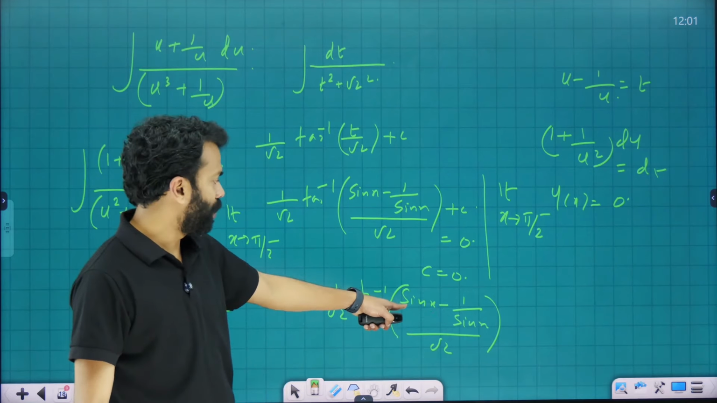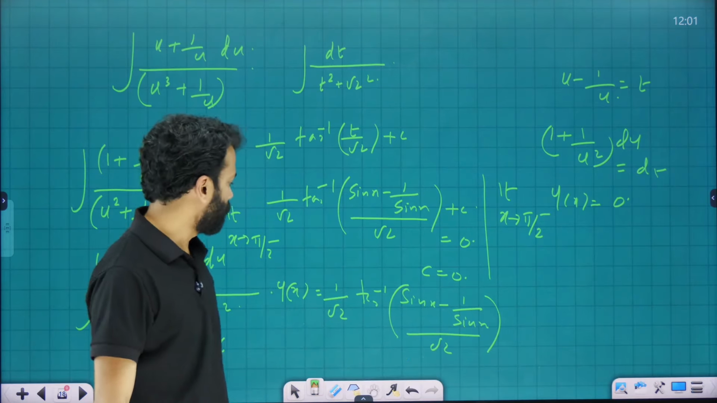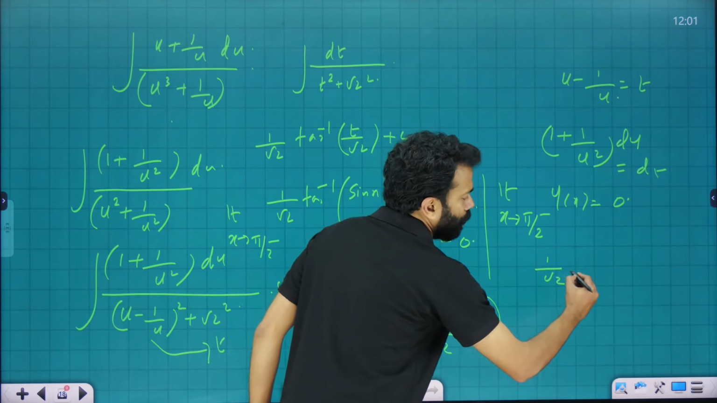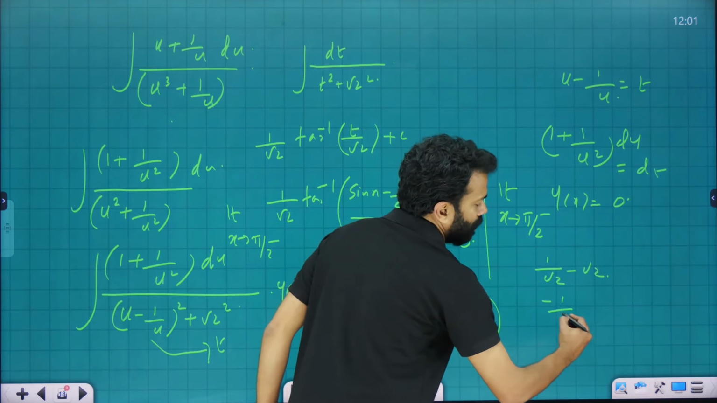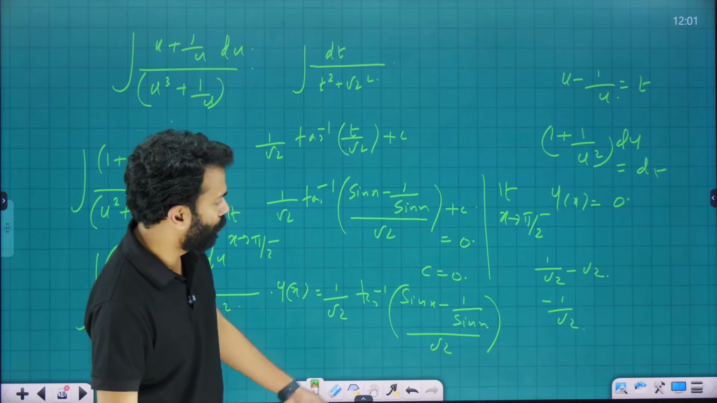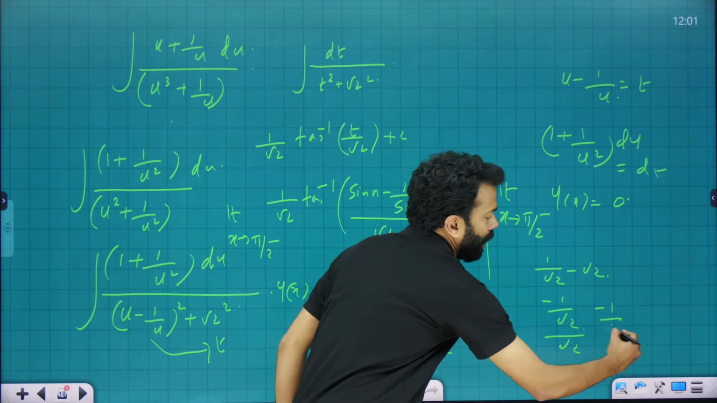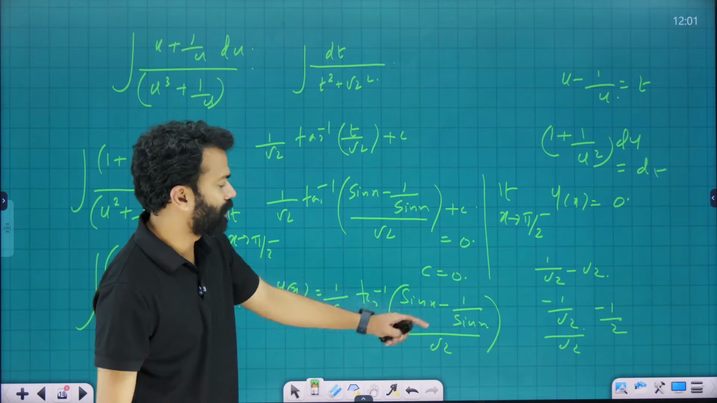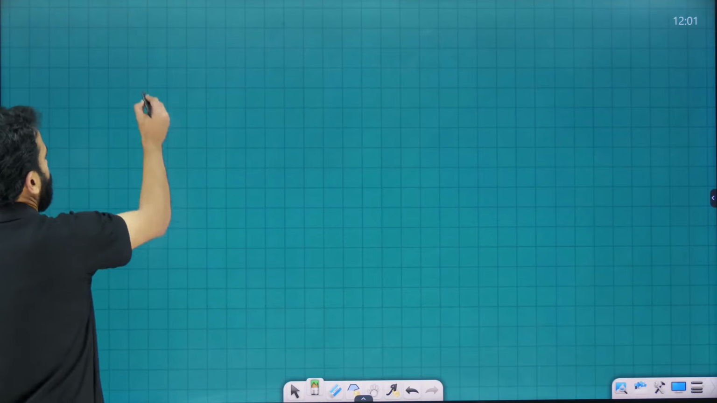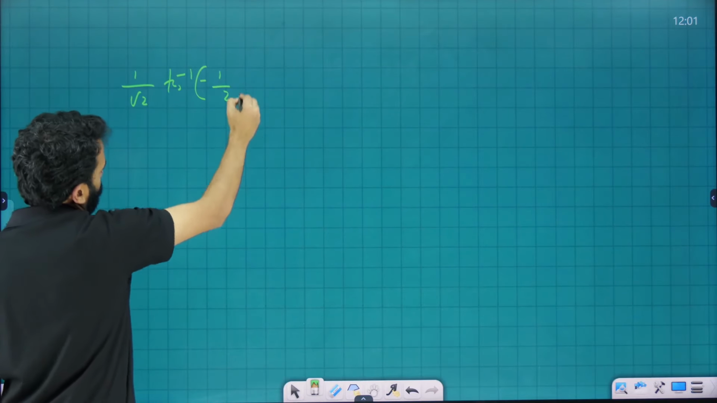What will you get? If you put x is equal to pi by 4 here, it will be what? 1 by root 2 and here it will be root 2. We can formulate it here. That is 1 by root 2 minus root 2. That will be minus 1 by root 2. It will be tan inverse of minus 1 by root 2, divided by root 2. There will be another root 2 here. That will be minus 1 by 2. So it will be tan inverse of minus 1 by 2. That is 1 by root 2 into tan inverse of minus 1 by 2.